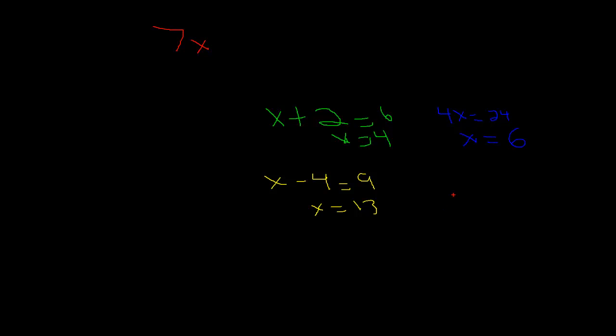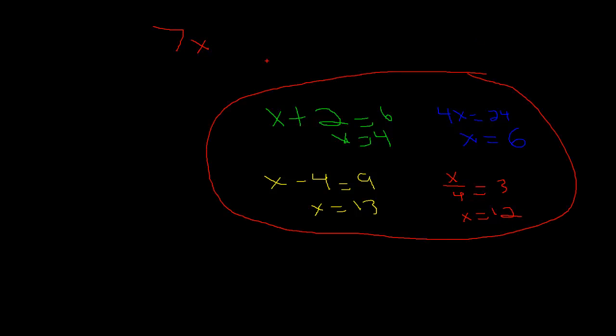Just in case you guys didn't get that. Let's say we're going to do x divided by 4 equals 3. We get x equals 12. So these are all considered simple solving variables.